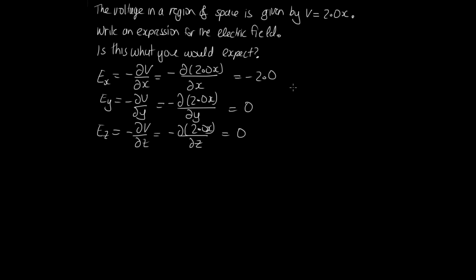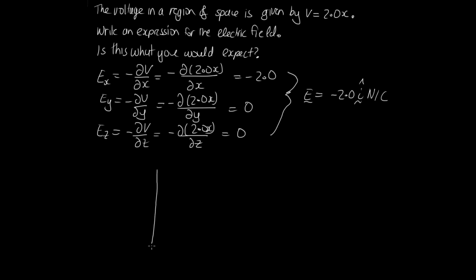So we can combine these to get the total electric field, which only has a component in the x direction. So we can write this as minus 2.0 i is the electric field given by this voltage. Now the next part of the question says, is this what you would expect? So in order to answer this, let's look at our voltage equation and draw some equipotential lines, and from that we can come up with what we'd expect our electric field lines to be.